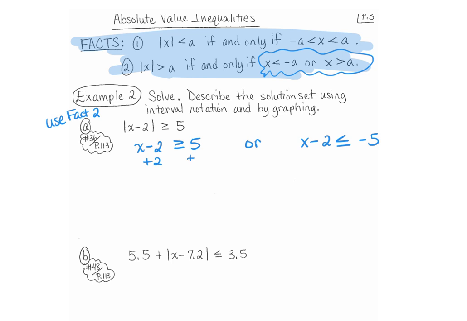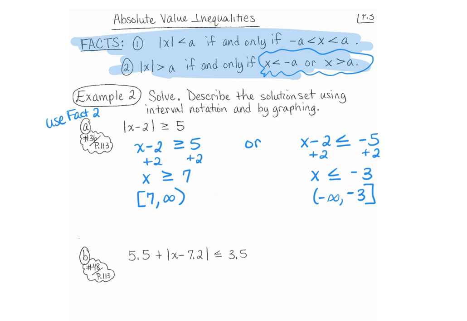Add 2 to both sides. We get x is greater than or equal to 7. Here we add 2 to both sides. X is less than or equal to negative 5 plus 2, which is negative 3. So in interval notation, when x is greater than or equal to 7, we have a bracket facing the right, 7 comma infinity, parentheses. X less than or equal to negative 3 means parentheses, negative infinity, comma, negative 3, and because we have less than or equal to, a bracket facing the left.